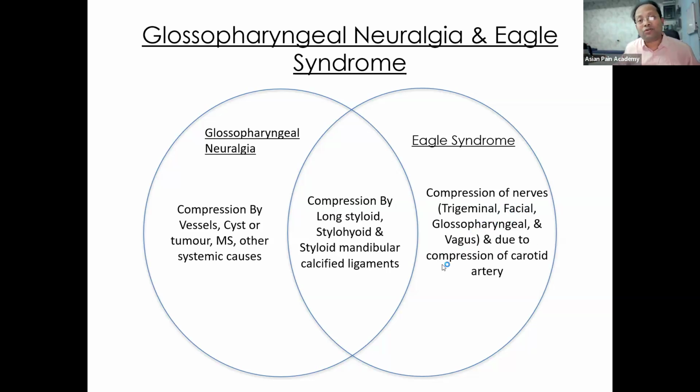And it can also compress the carotid artery even. Okay, so here you can understand in this circle, when we say Eagle syndrome, then we want that something of this part is there with the glossopharyngeal neuralgia. Or it is not a pure glossopharyngeal neuralgia, there is some amount of symptom which shows us that the facial nerve is also involved, or even the carotid artery is also involved. It will be said as Eagle syndrome. Understood?